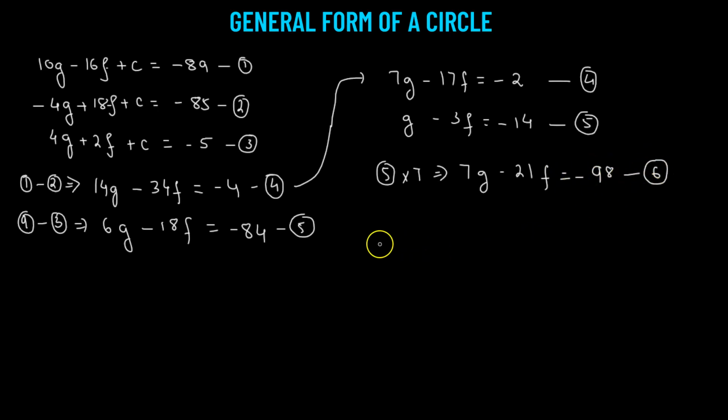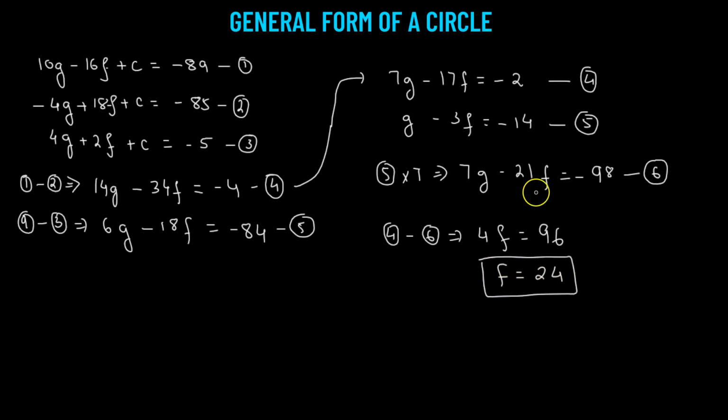Now we'll take equation number 4 and from it we're going to subtract equation number 6. So we have 7g and 7g cancelling out. Then we have negative 17f minus of negative 21f. So that's going to be 4f equals to negative 2 minus of negative 98. So that's simply 96. So f is going to be 24. So we have obtained the value of f.